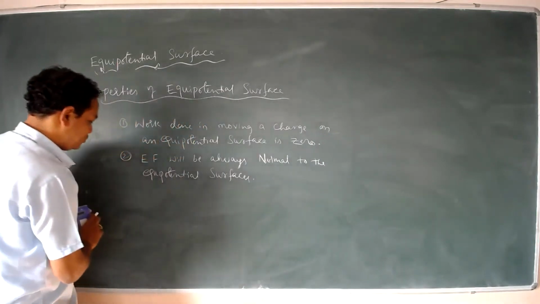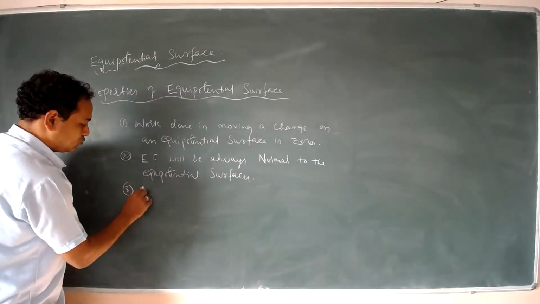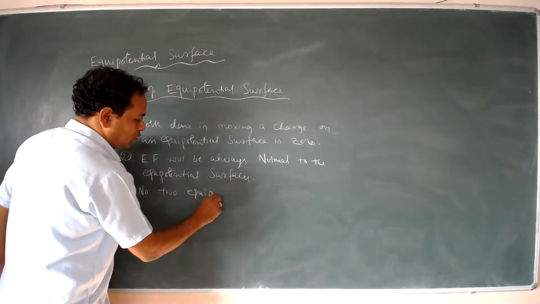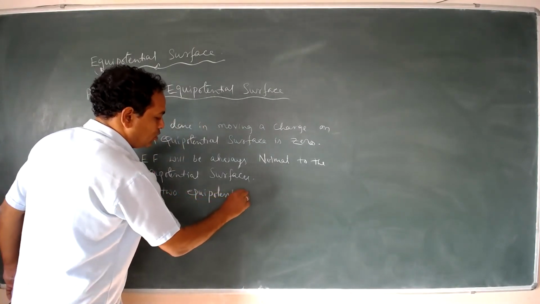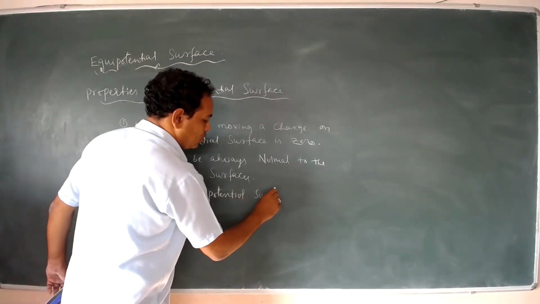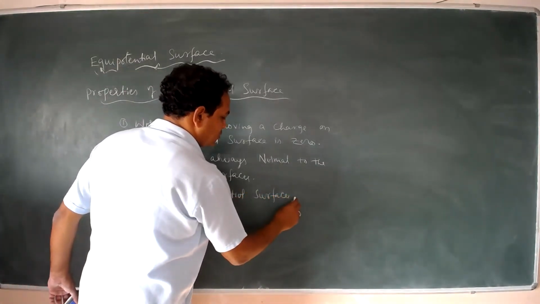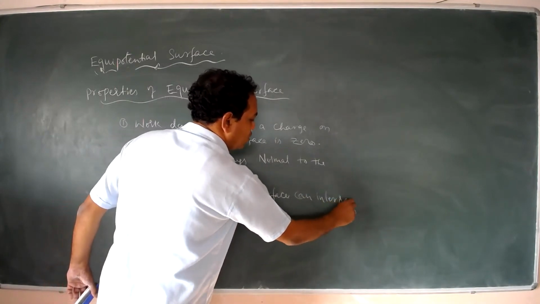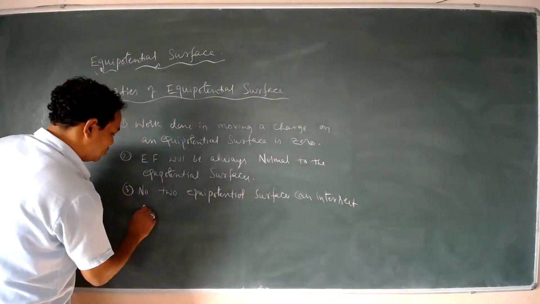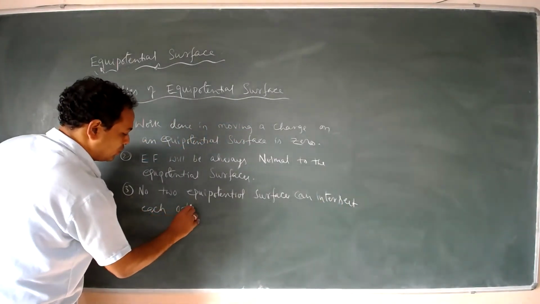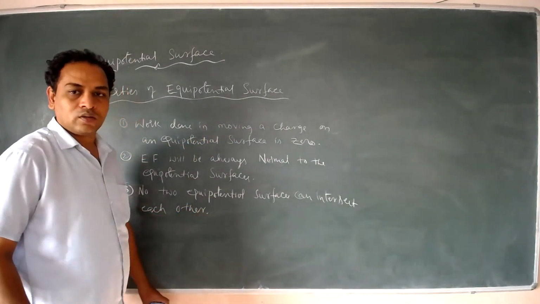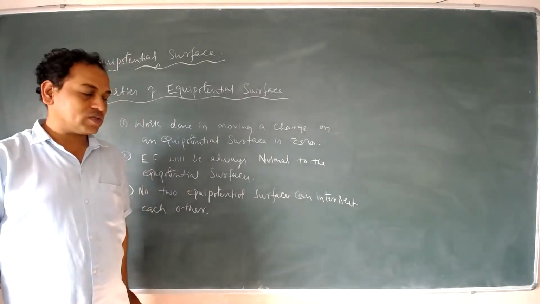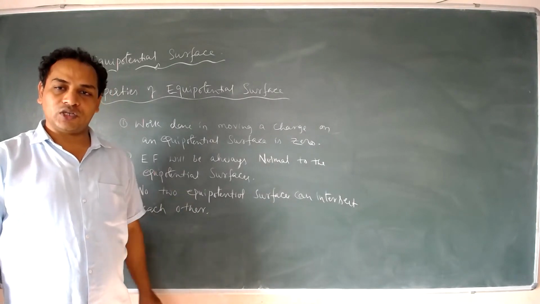Third point: no two equipotential surfaces can intersect each other. So here the next point is that no two equipotential surfaces can intersect each other.